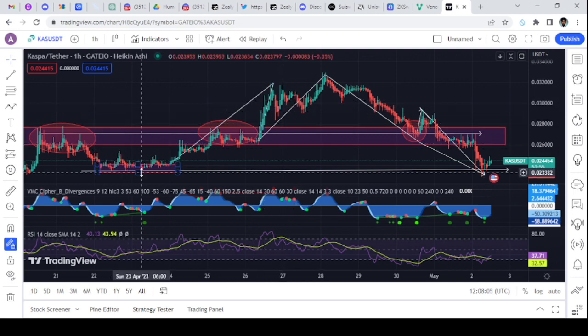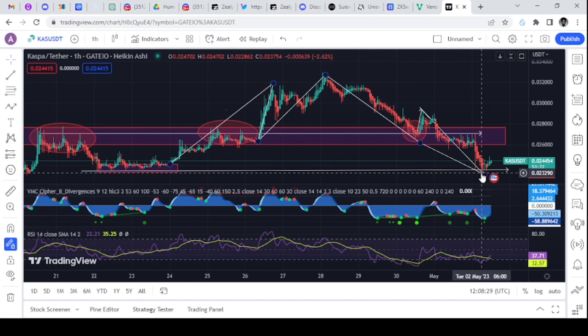So if you are to consider the breakdown below the support, there's a possibility and a probability that the downtrend can continue. But beyond the breakdown of the support, the most likely thing to happen is an uptrend or a pump, because much of the indications and the analysis points towards the pumping of the coin.